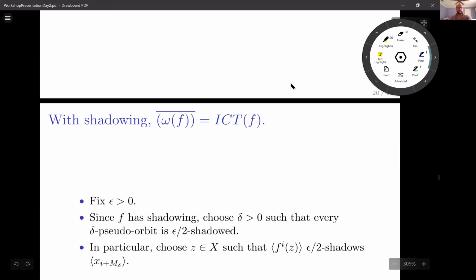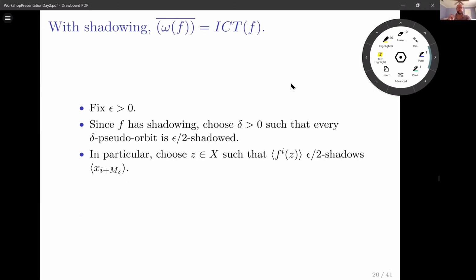So in particular, we're going to choose a point z in X such that f^i(z) is within epsilon over 2 of x_{i+m_delta}. So the sequence here shadows x_{i+m_delta}. Now x_{i+m_delta} was chosen so that it is a delta pseudo-orbit, so we can find a point f^i(z) which epsilon over 2 shadows it.